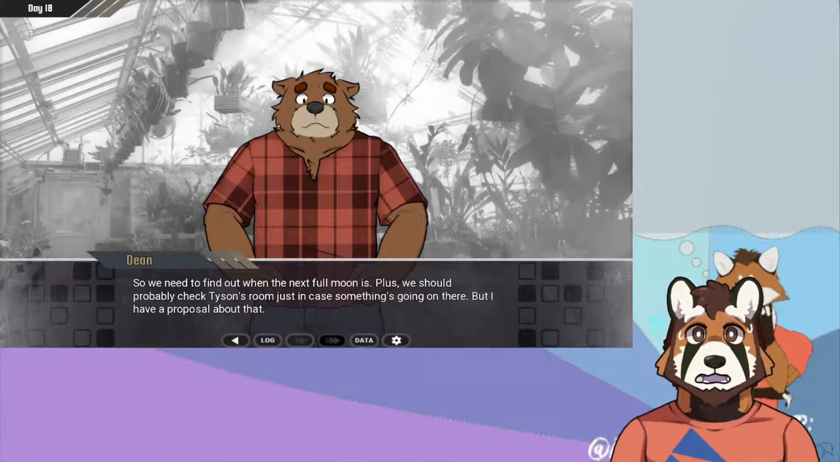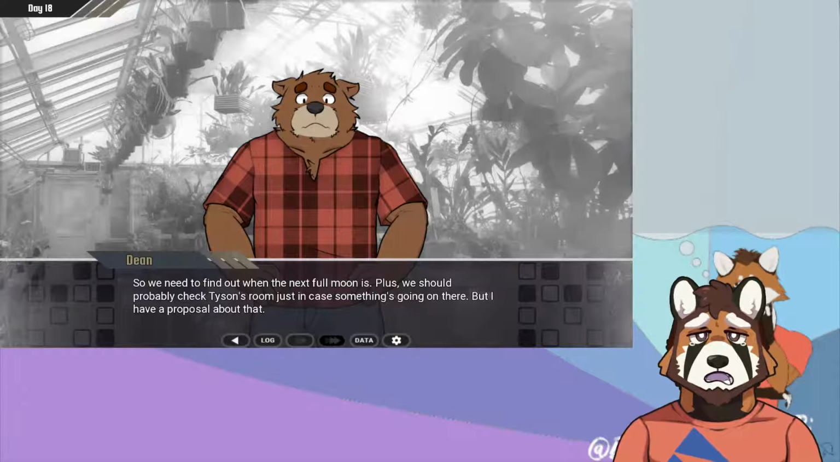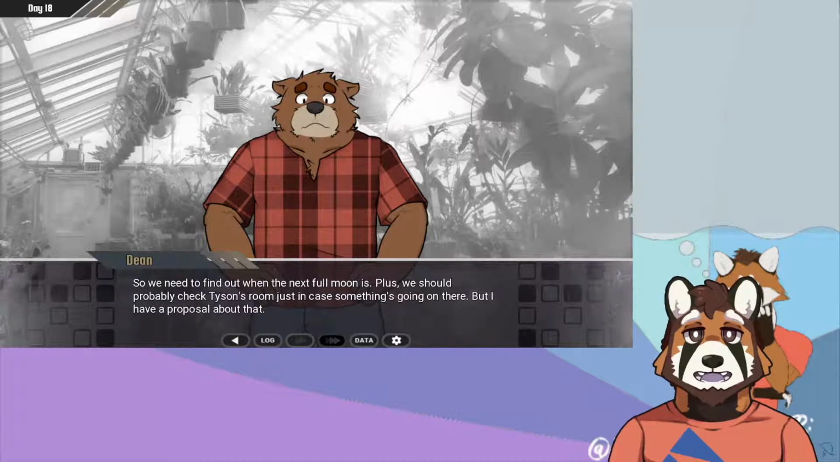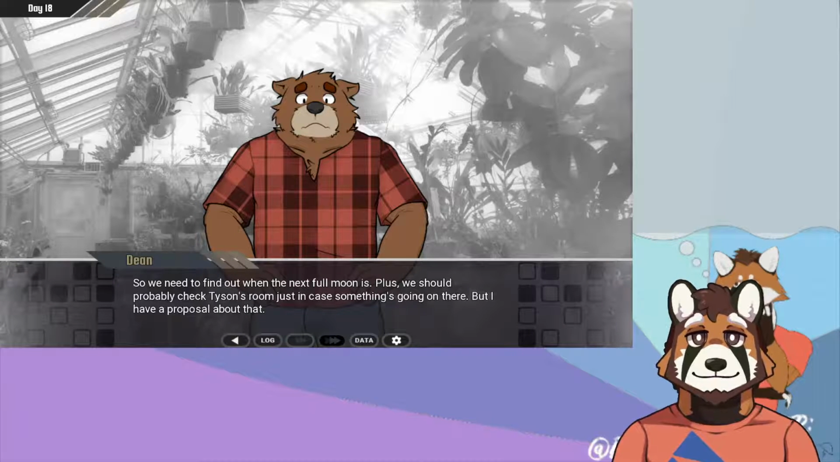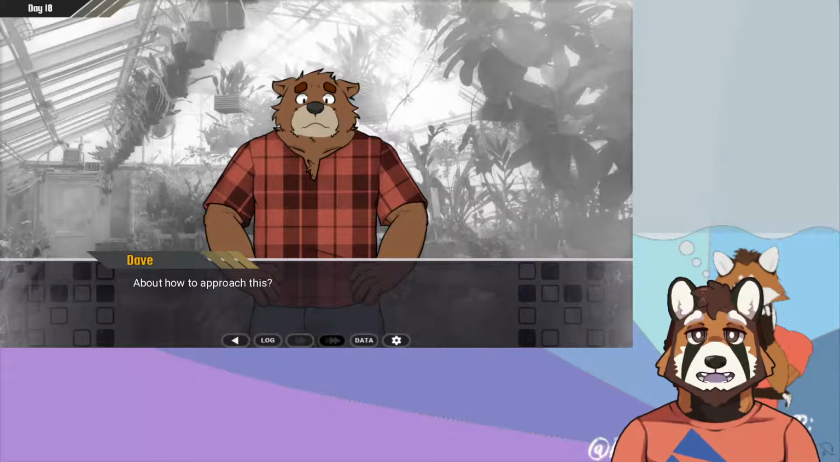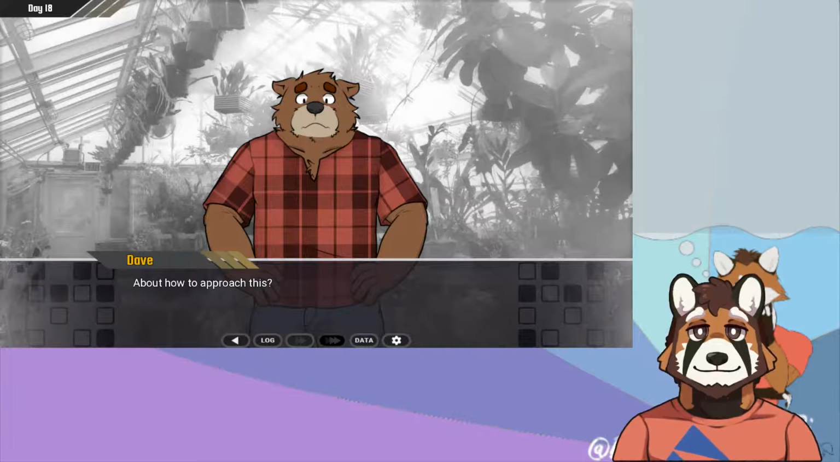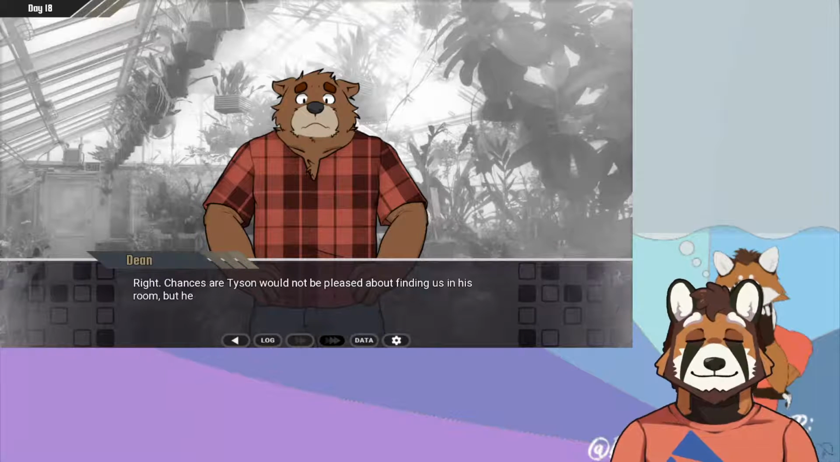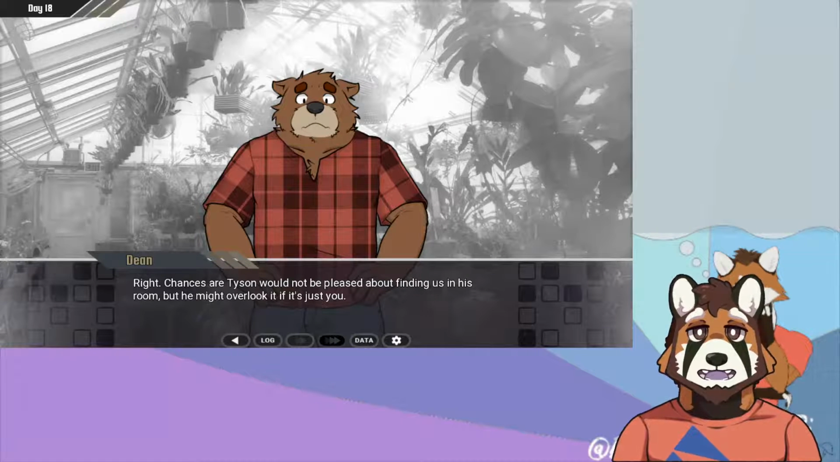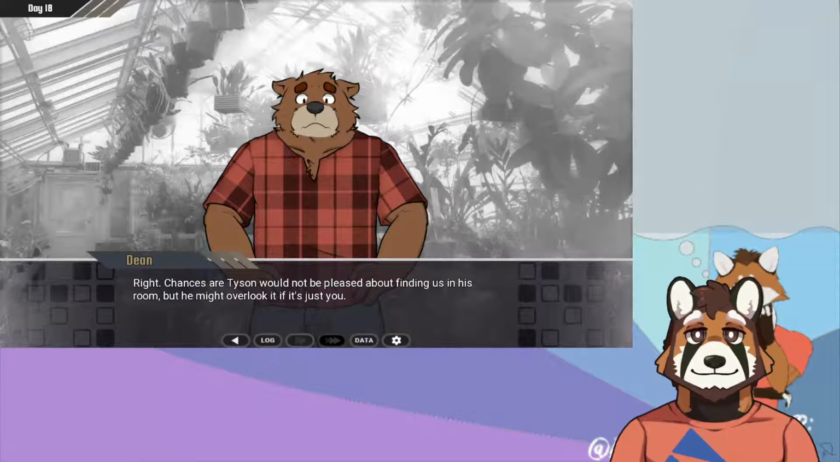So we need to find out when the next full moon is. Plus, we should probably check Tyson's room just in case something's going on there. But I have a proposal about that. About how to approach this? Right. Chances are Tyson would not be pleased about finding us in his room. But he might overlook it if it's just you.